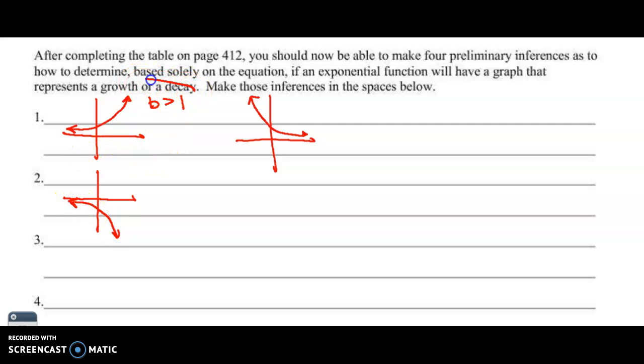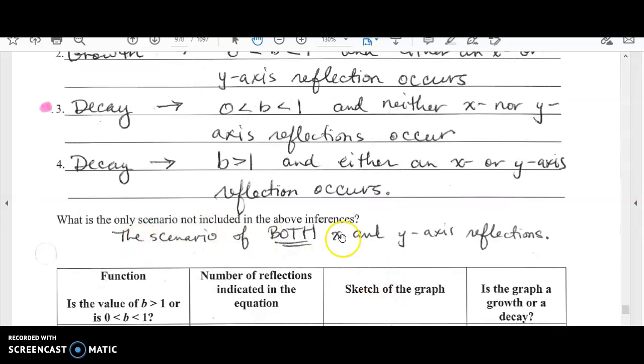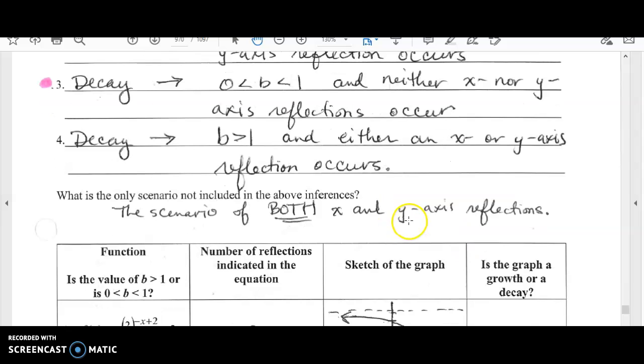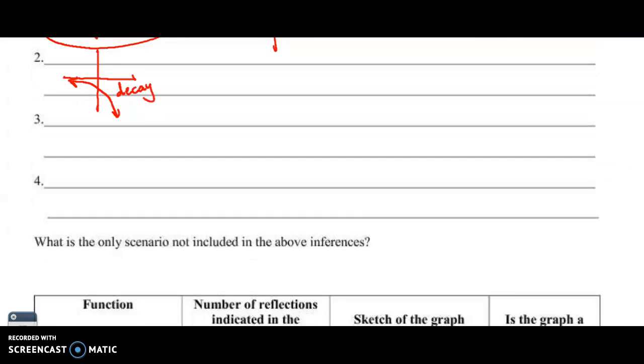So what I do is I just think of this scenario and say, okay, well, if we have our parent function, so to speak, is a growth, if I reflect it once, it becomes a decay over the y-axis, and reflecting it once over the x-axis, it becomes a decay problem. Well, what if we reflect it twice? And that's really the next step. What if we reflect over both the x and y axis? And that's what this next portion is going to do of our notes.